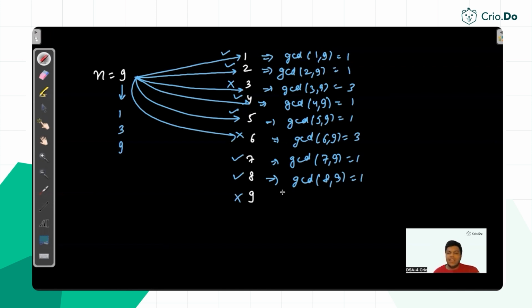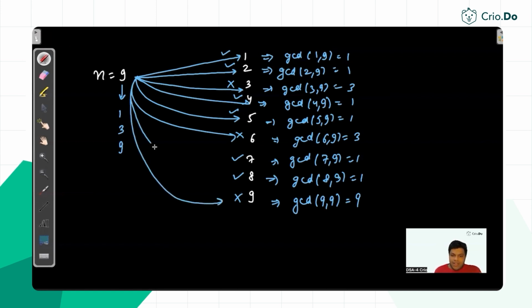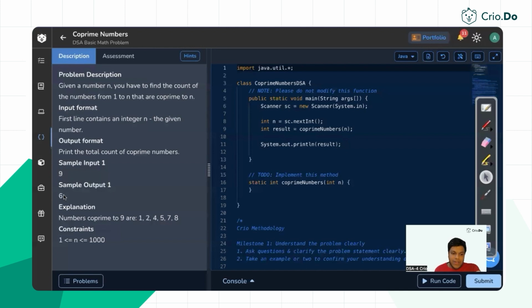Finally, for 9, obviously a number will never be coprime with itself, apart from 1 with 1. If you take the GCD of 9 with 9, it is obviously going to be 9. The highest common factor of 9 and 9 is 9 only. So it is not coprime with itself. So having said that, how many numbers are coprime with 9 in the range 1 to n? The first number is 1, this is the second number, 2, then 4 is the third number, 5 is the fourth number, then 7, and then 8. So the output should be 6. As you can see, the output is 6.